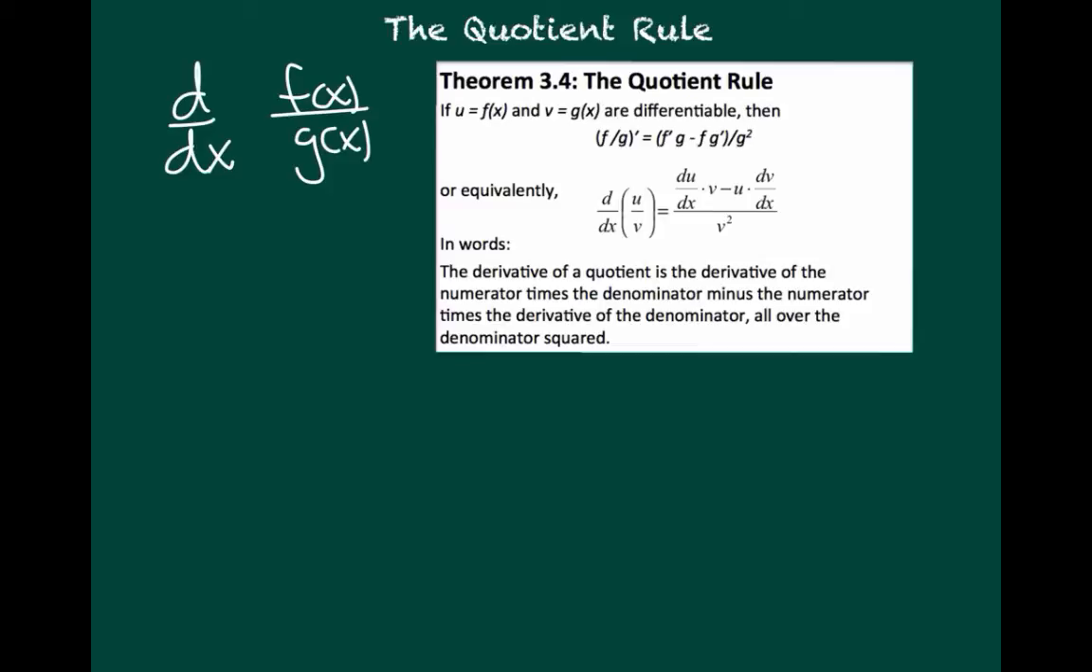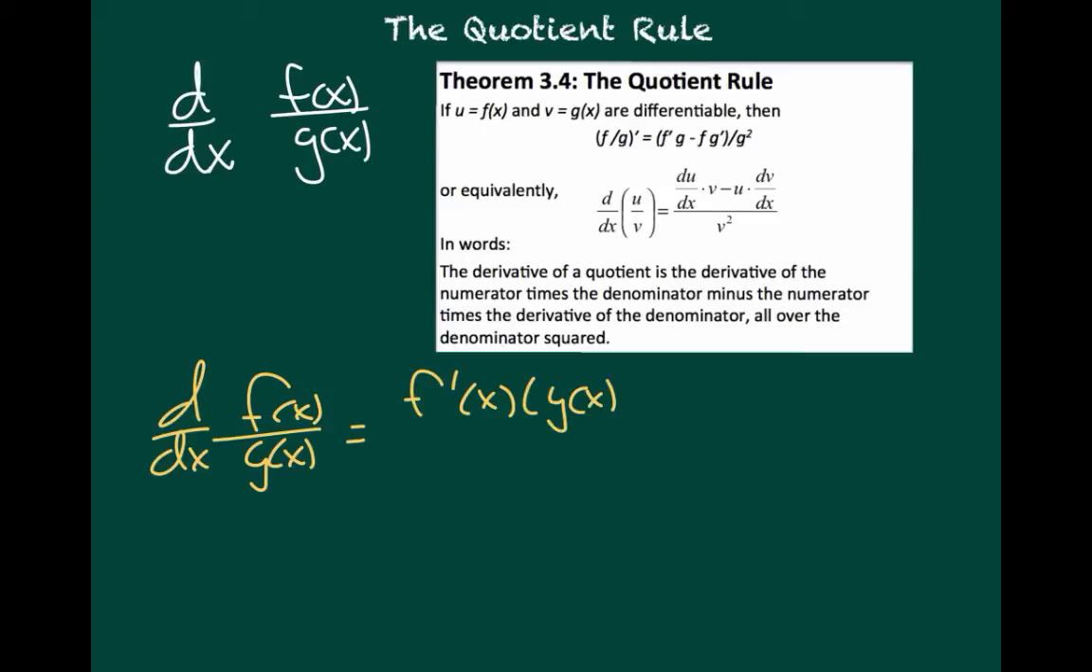So in other words, maybe written out, it's a little less formidable. The derivative of a quotient, f of x divided by g of x, is equal to the derivative of the numerator times the denominator, or the divisor, minus the numerator times the derivative of the denominator, all divided by the denominator squared.